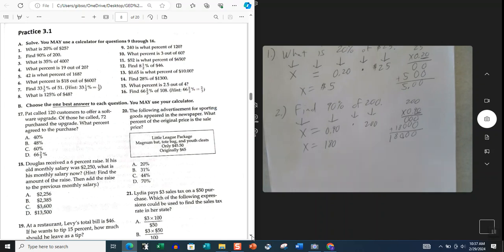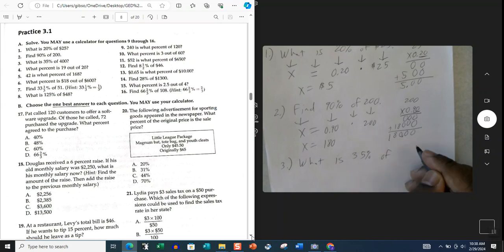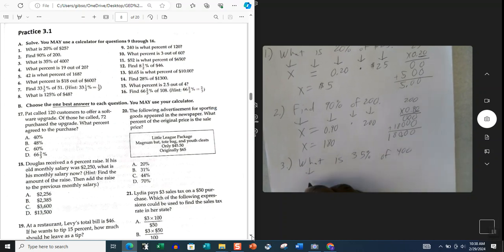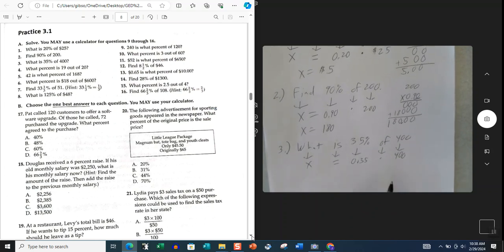All right, now we look at problem number 3. It says, what is 35% of 400? Now, I'm not going to write this out, the definition. Well, I'll do it one more time. It says, what is 35% of 400? So what is X? Is equal. 35% we rewrite as a decimal is 0.35. Of means multiplication, and 400 is just 400.